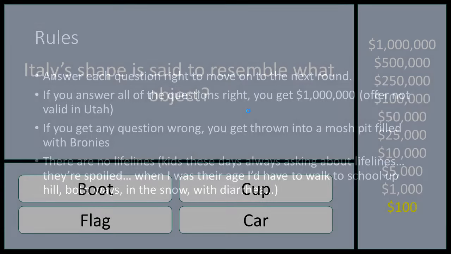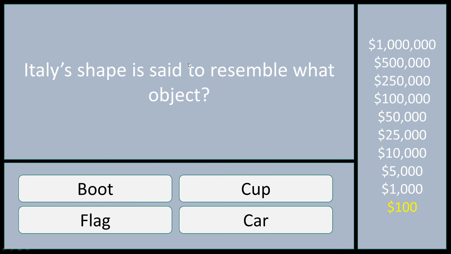So, first slide. Italy's shape is said to resemble what object? Well, we have 4 buttons here, and all of these buttons will indicate my selection. Now, obviously, we know Italy's shape is said to resemble a boot. Oh, and also over here, I have kind of my score. This is my $100 question. So I'm going to click boot, and it takes me to the next slide, which is the $1,000 question.